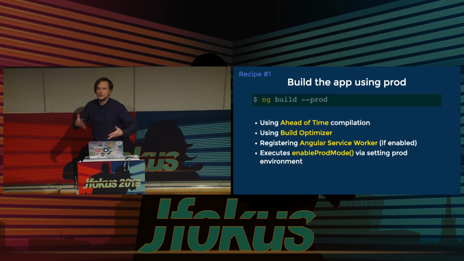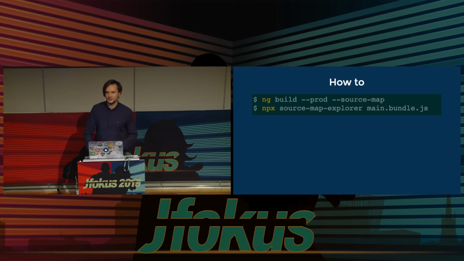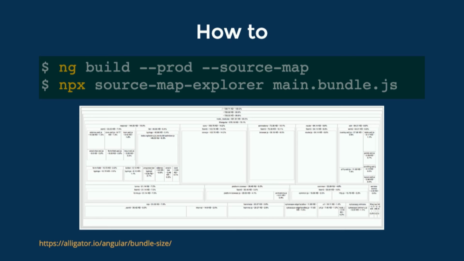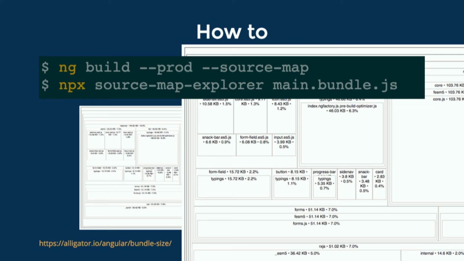How to explore what's exactly inside your resulting bundle. There is a nice utility called source map explorer. So you just add one more flag to generate the map, and you'll see a picture like this. If you zoom it, it's all the bundle from all the libraries, your libraries, something from NPM that you use in Angular, in this particular build, and you can easily find something that you don't really use.